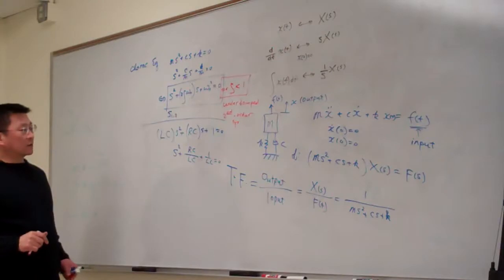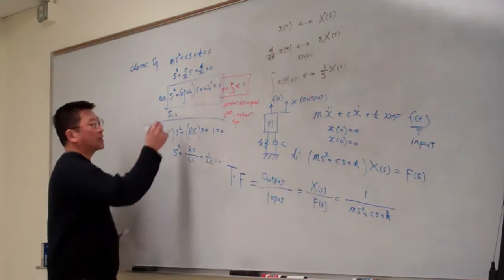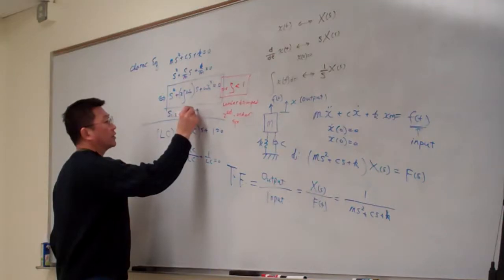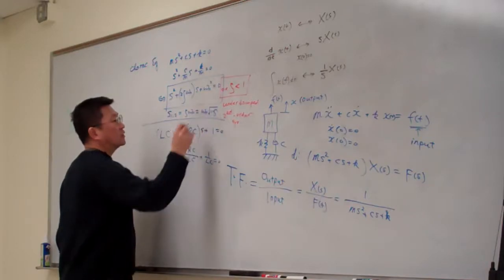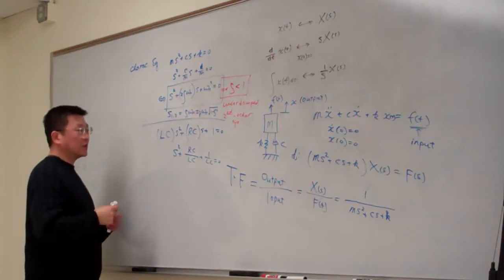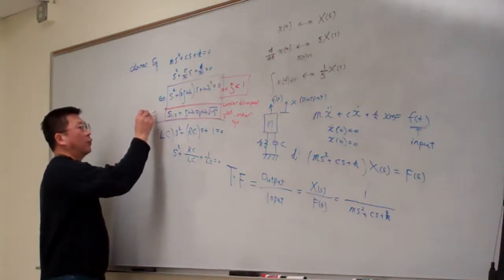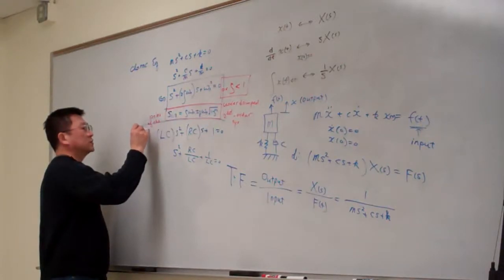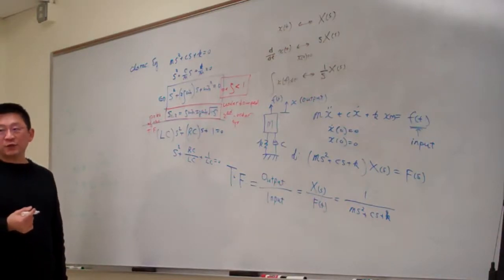Okay, so here I give you the review. For this case, we have the roots, so s equals minus zeta omega n, plus and minus j omega n times the square root of 1 minus zeta squared, and this is the complex part. Okay, so this is the root. These are the poles of the transfer function, or we can call this the root of the characteristic equation.